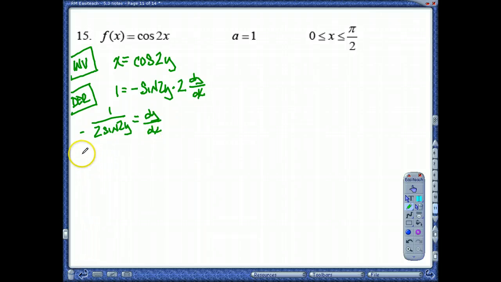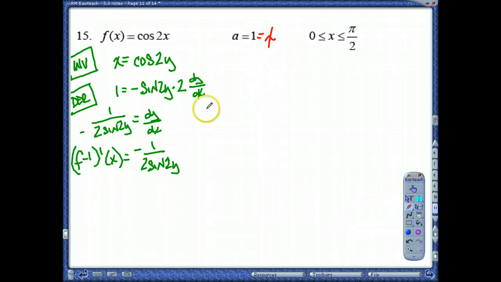So what I have here is the inverse's derivative, which is negative 1 over 2 sine of 2y. Okay, so when they want me to put 1 in for all the x's, remember that's the x coordinate. They want me to put that 1 in for all the x's. I don't have any x's, I have y's. So that means I have got to find the y value of my inverse, which means I need to find the x value of my original function.